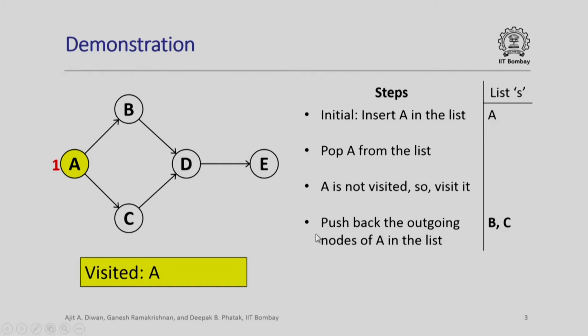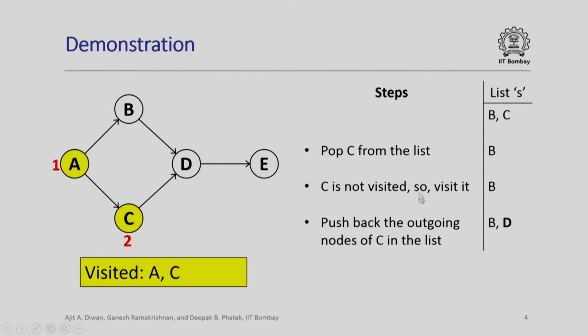Let us demonstrate this process by again re-looking at the graph which has these 5 nodes. The steps are: initially we start with A, which is the first node. We insert A in the list. So, list S contains A. Now, we pop A from the list. Since A is not visited, we visit it. We find that outgoing edges from A are to B and C. So, we will push back the outgoing nodes in the list.